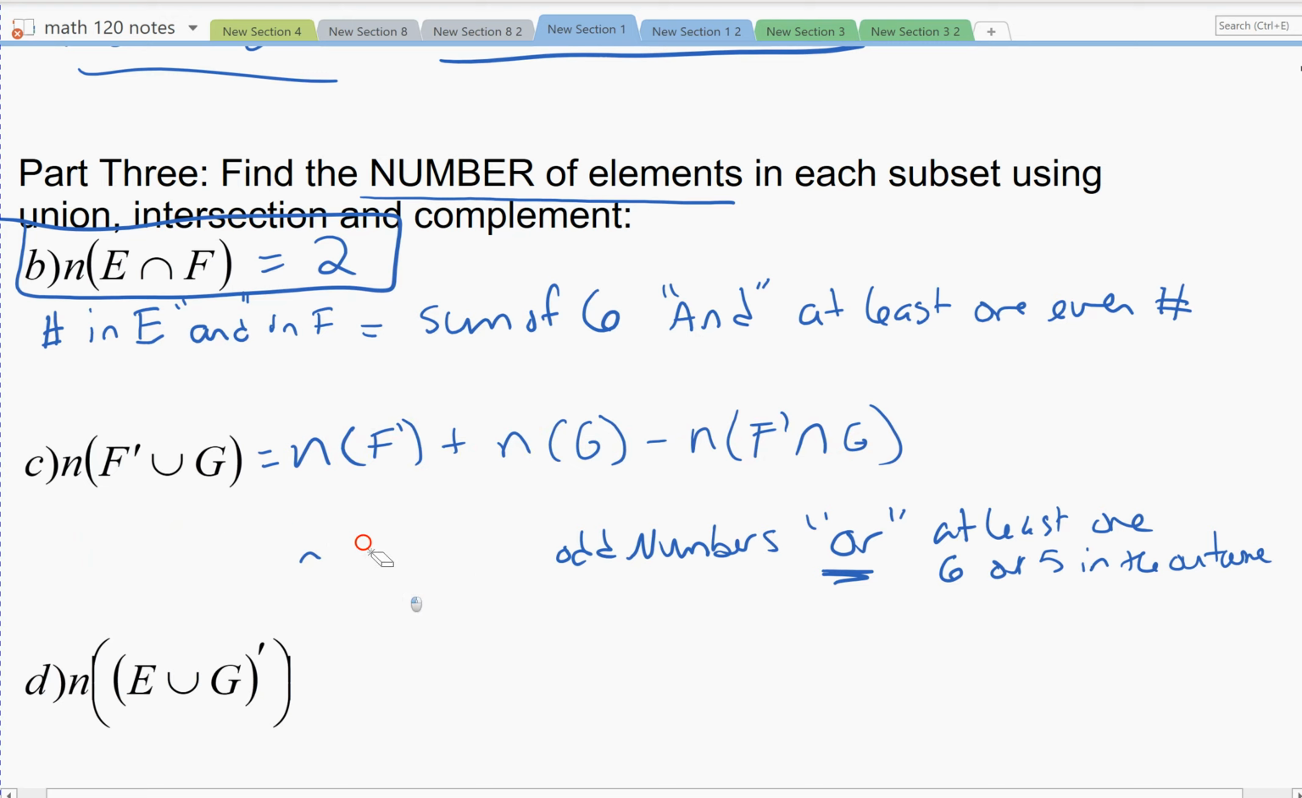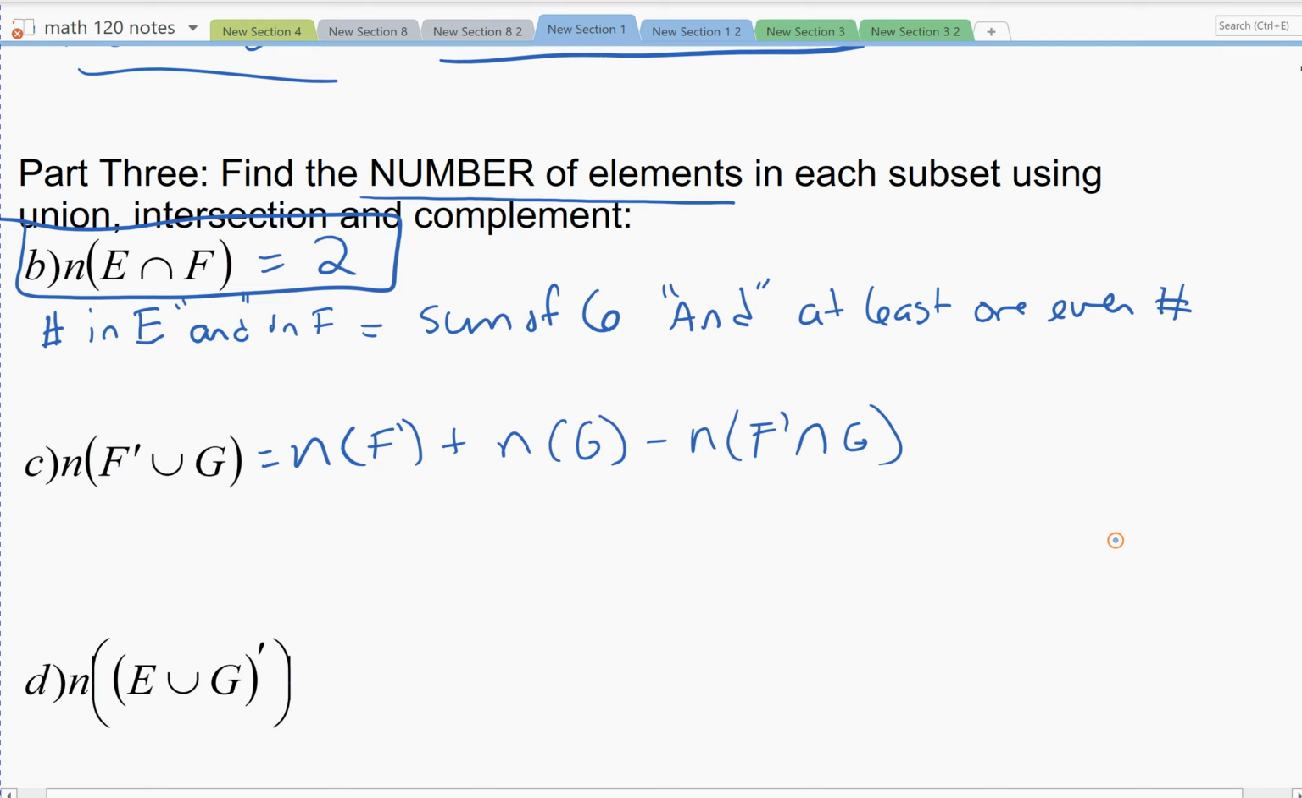Alright, so I'm going to erase this verbal description here so I have a little more room to work, so give me a second. Alright, now I'm going to list down my numbers. Number not an F, if you remember, was 9. There were 9 elements not an F. The number in G, remember, was 20. There are 20 elements in G.